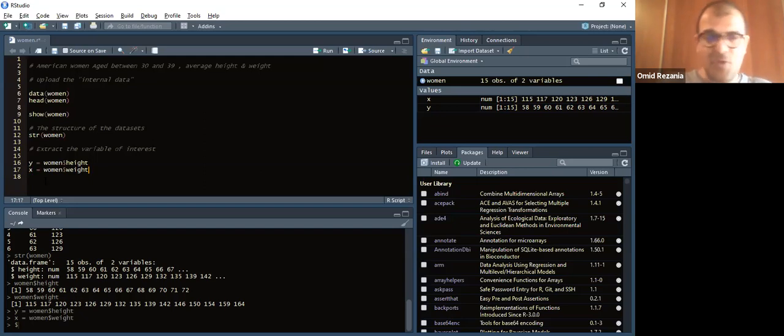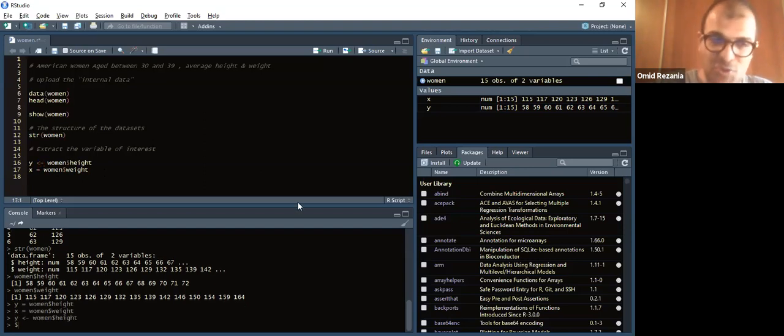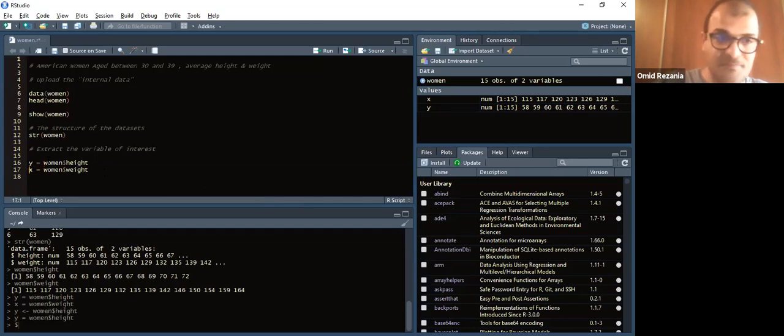Now you can also, instead of the equal sign, if you want to make it fancy, use this arrow sign and control enter. It does the same thing as equal. Sometimes I use this one because I prefer it, but it depends on your choice. X and Y: you can call X and Y as height or weight. Then in future, whatever you want to do, you do not go back to call woman $ height, woman $ weight. You call them by X and Y.